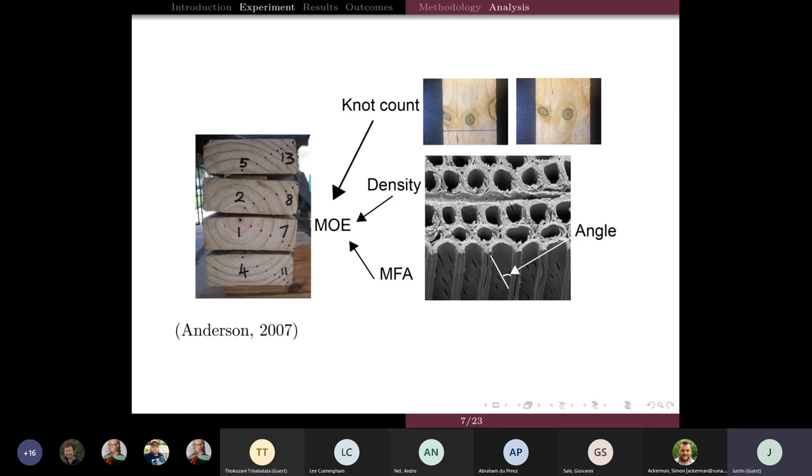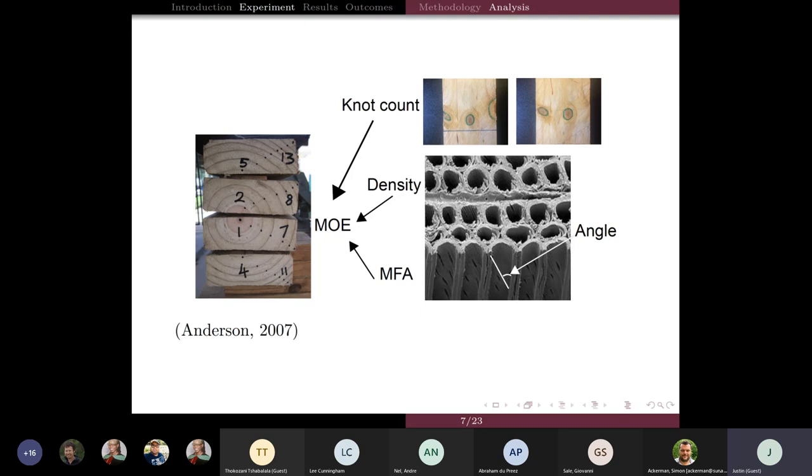And then part of our analysis was to put a model together, and we also looked at the knot count. And this knot count was specifically within the highest stress zone of those mechanical tests that we conducted.